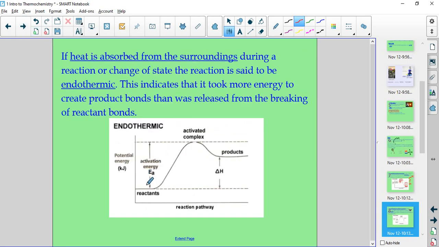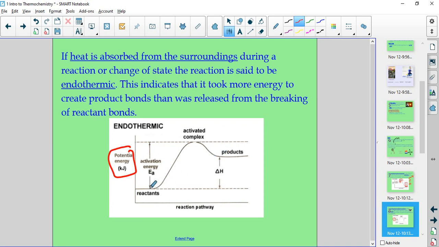The next kind of reaction is an endothermic reaction. So here, again, we're measuring potential energy within bonds. Reactants have a certain amount of energy. Now here we need to apply perhaps even more of an activation energy so that the reaction takes place. But once it does, what we end up with is products that have more energy than their initial reactants, again, all held within their bonds.